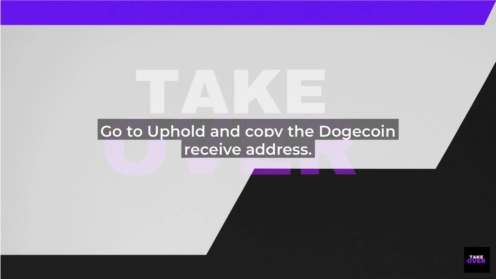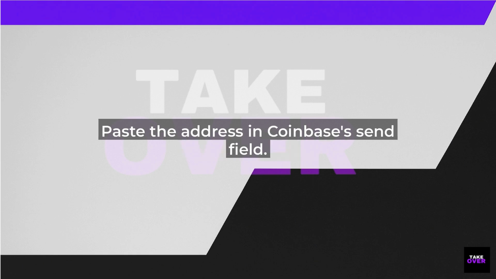You'll be prompted to enter the recipient's wallet address. Now, switch over to your Uphold app. Log in there and go to your Dogecoin wallet section. Look for the Receive or Deposit option, and it should display a unique wallet address for Dogecoin. Copy that address carefully. Double-check it to avoid any mistakes, as crypto transfers are irreversible.